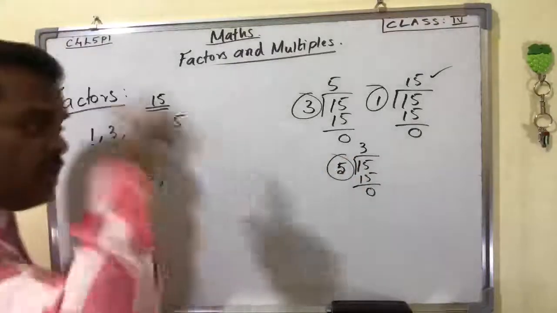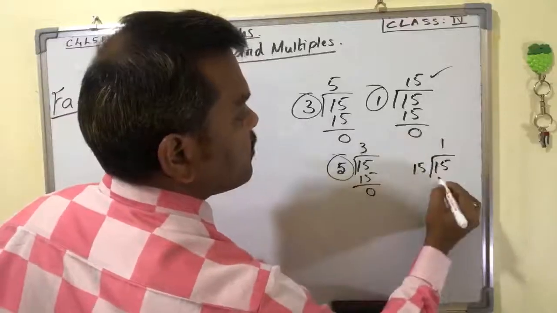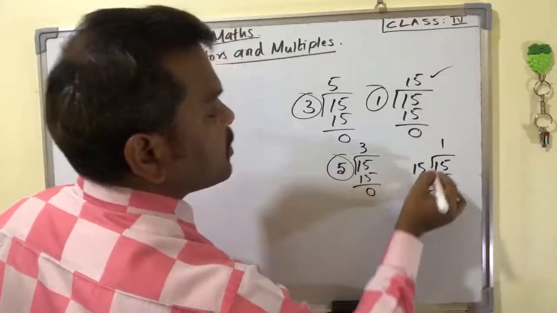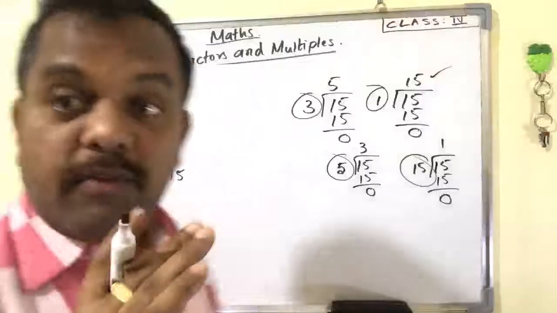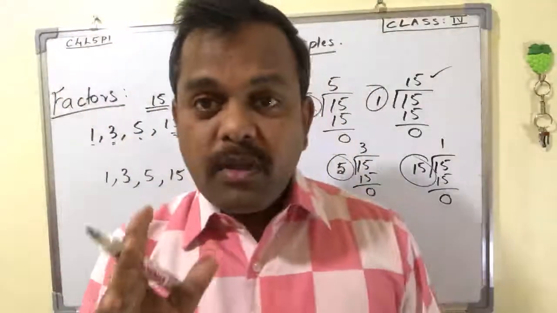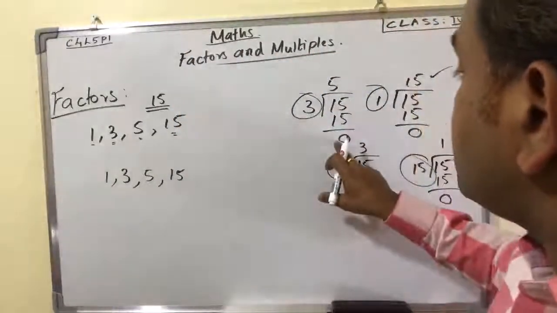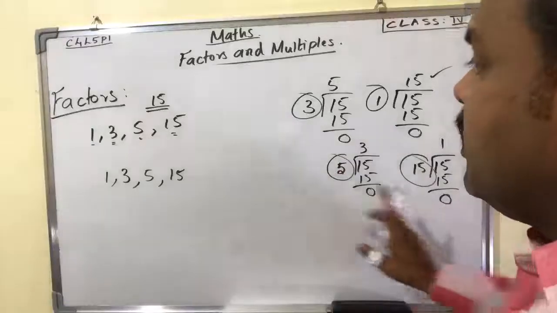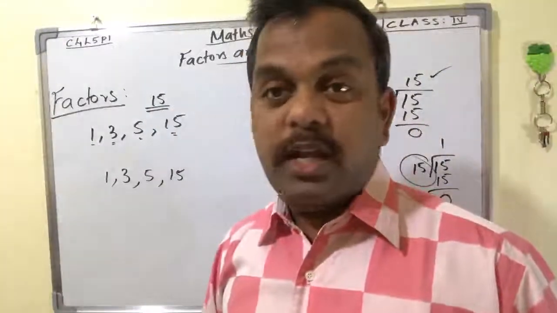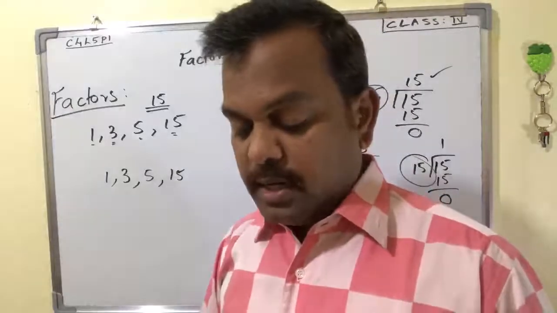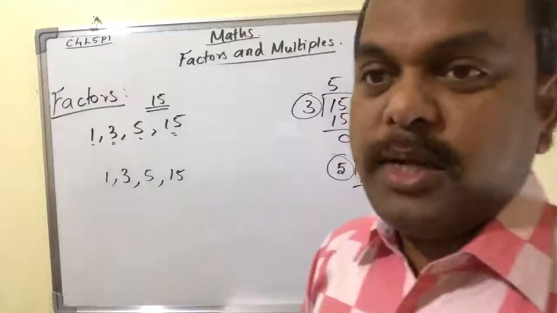What about 15? Yes, 15 also. 15 by 15: 1 15 is 15, balance 0. 15 is also a factor of 15. So what is the concept? A number that divides a number without leaving any remainder is called a factor.